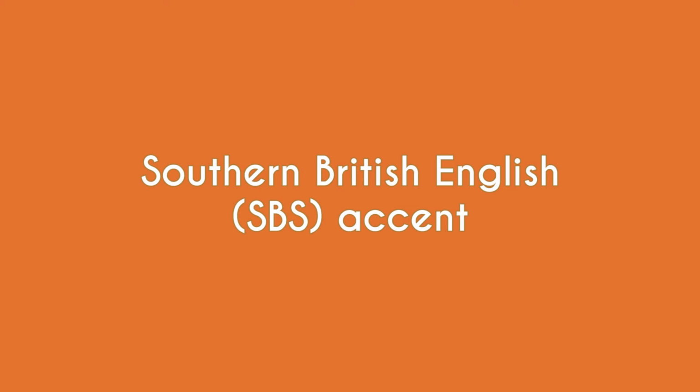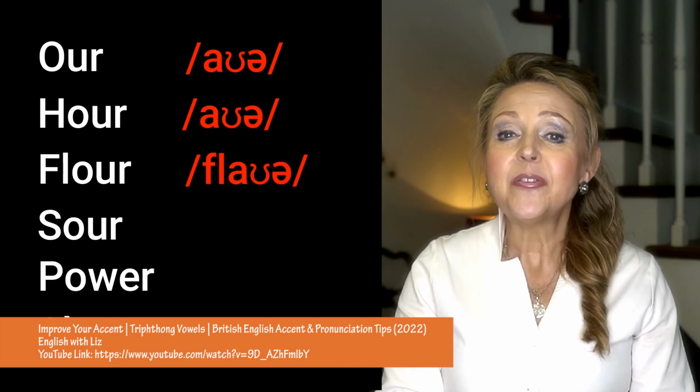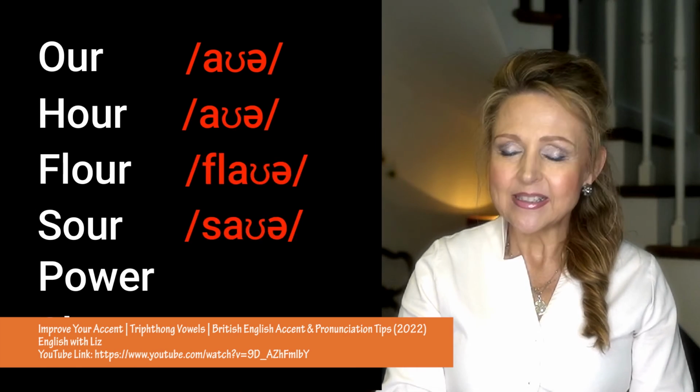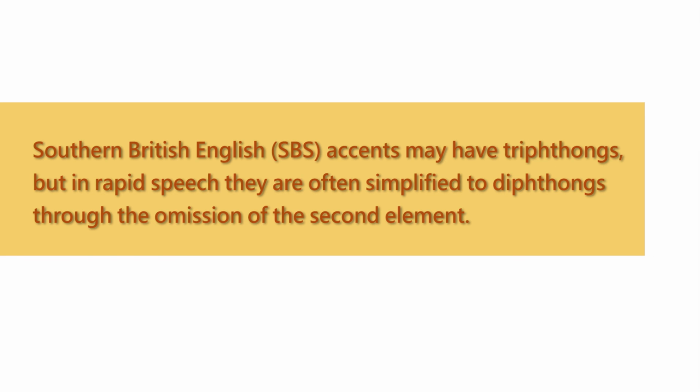The easiest example of a triphthong would be from British English, in some southern British English dialects or accents. Hour, flower, sour, power, shower. And they have triphthongs in words like tower. Although in rapid speech they are simplified to diphthongs, when you enunciate the words, they do contain triphthongs. So as you can see, we have one nucleus in each of the words. Therefore, you have one syllable. So each of them is a one-syllable word.